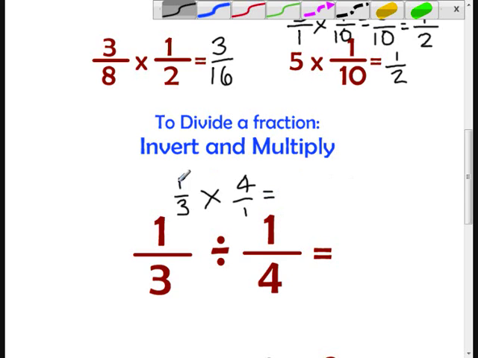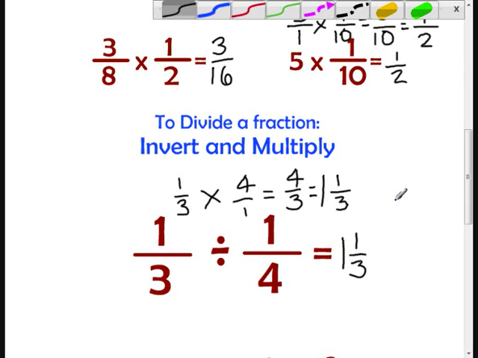Now I can multiply. 1 times 4 is 4. 3 times 1 is 3. So the answer is 4/3, but this is obviously an improper fraction because the top number is larger than the bottom number. So we're going to divide the bottom number up into the top number. And how many 3's are there in 4? There's 1, with 1 remaining. Remember, that 1 becomes our numerator of our new fraction. And the denominator just stays the same. So the answer is 1 and 1/3.